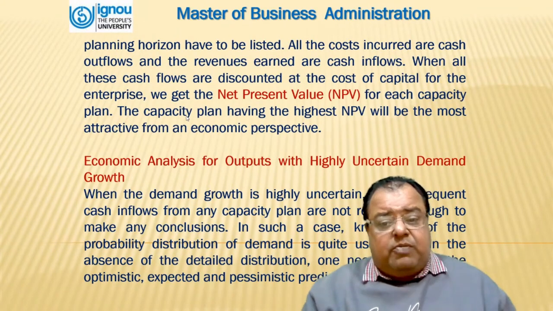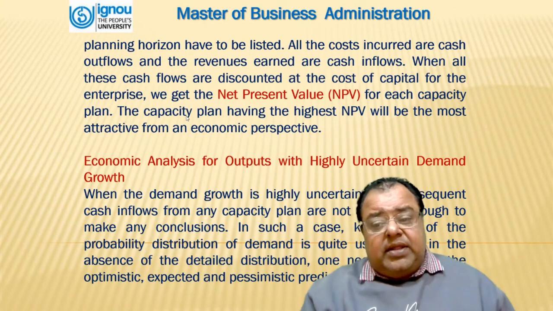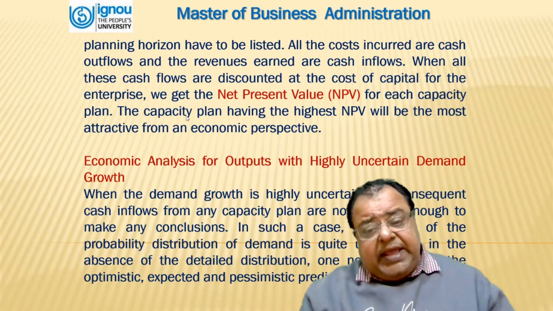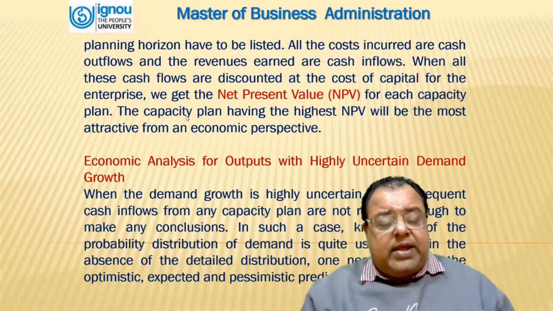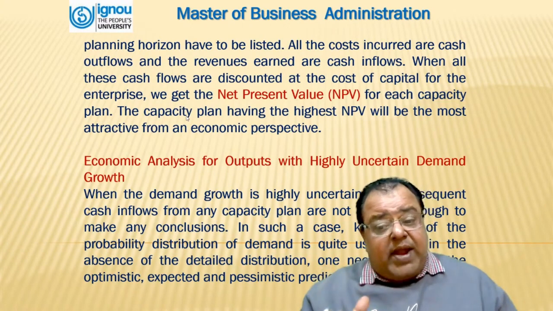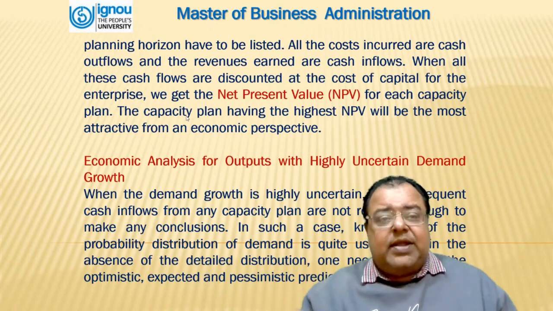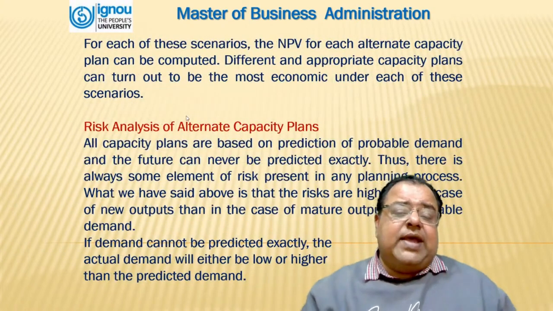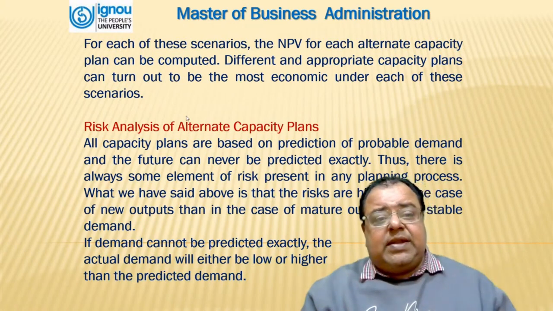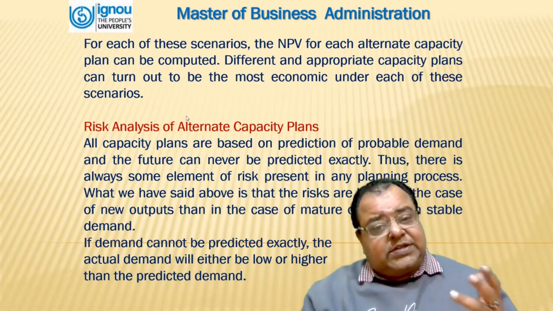Economic analysis for outputs with highly uncertain demand growth. When the demand growth is highly uncertain, the consequent cash inflows from any capacity plan are not reliable enough to make a conclusion. In such a case, knowledge of the probability distribution of demand is quite useful, and in the absence of detailed distribution, one needs to know the optimistic, expected, and pessimistic prediction of demand. For each of these scenarios, the NPV for each alternate capacity plan can be computed. Different and appropriate capacity plans can turn out to be the most economic under each of these scenarios.